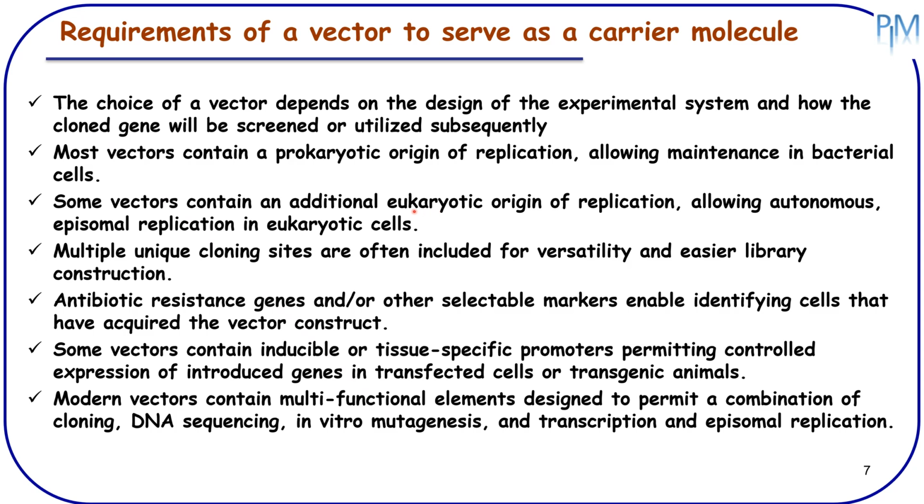Some carriers have a prokaryotic origin of replication, which helps them survive in bacterial cells. Others have a eukaryotic origin of replication, which lets them replicate on their own in eukaryotic cells. To make it easier to build a library, most carriers have several unique cloning sites. And to figure out which cells have the carrier construct, they often include antibiotic resistance genes or other markers. Some carriers even have inducible or tissue-specific promoters, so you can control when and where the gene gets expressed. The most modern carriers have all kinds of features that make it easy to clone, sequence DNA, mutate it in vitro, and replicate it on its own.